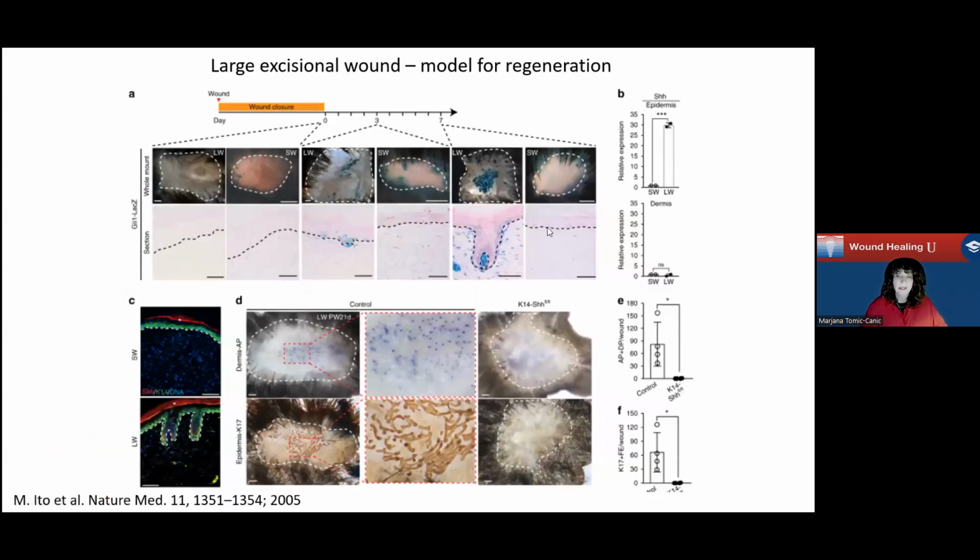I should mention that there is a very useful model for those who study regeneration. It was developed by Mayumi Ito, and it involves very large excisional wounds on the mouse back. This shows that there is actual regeneration of hair follicles in the middle of that wound that recapitulates a developmental process of really getting a new hair follicle. So again, a very useful model to study regeneration. There are very specific aspects of this model that need to be followed.